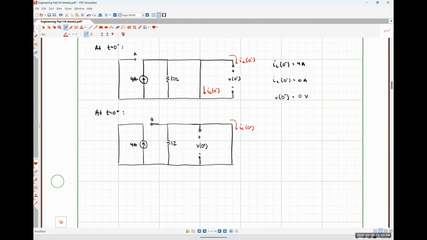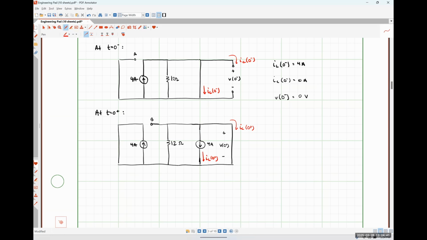Hold on, I have made a mistake. IL at 0 minus was 4, not 0. So we should have a 4 amp source for our inductor current, right? Sorry about that. So, a four amp source down like so. Here's V at 0 plus. Here's IL at 0 plus.